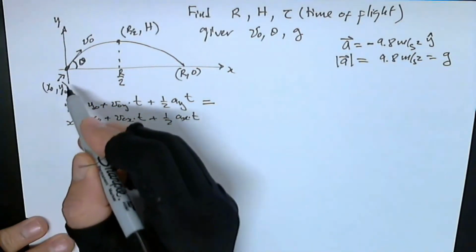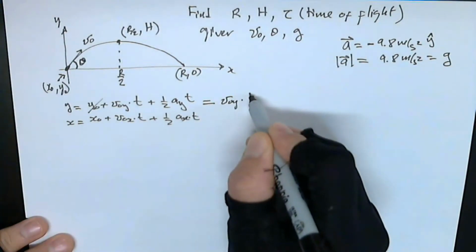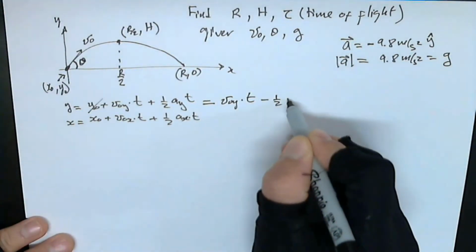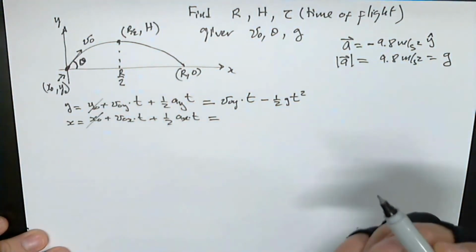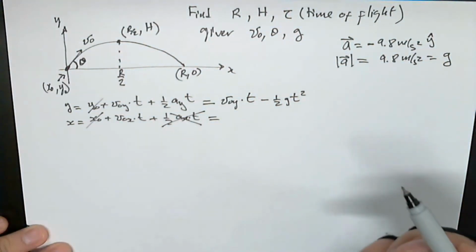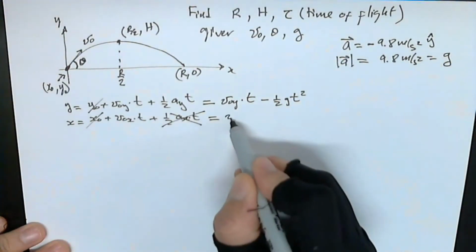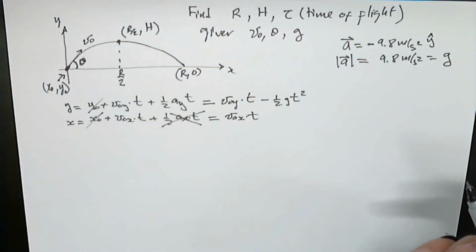Because the initial position is 0, we cross this out. So we have v0y t minus 1/2 g t squared. Here the initial is 0. There is no acceleration across. And the equation is this on the x-axis.